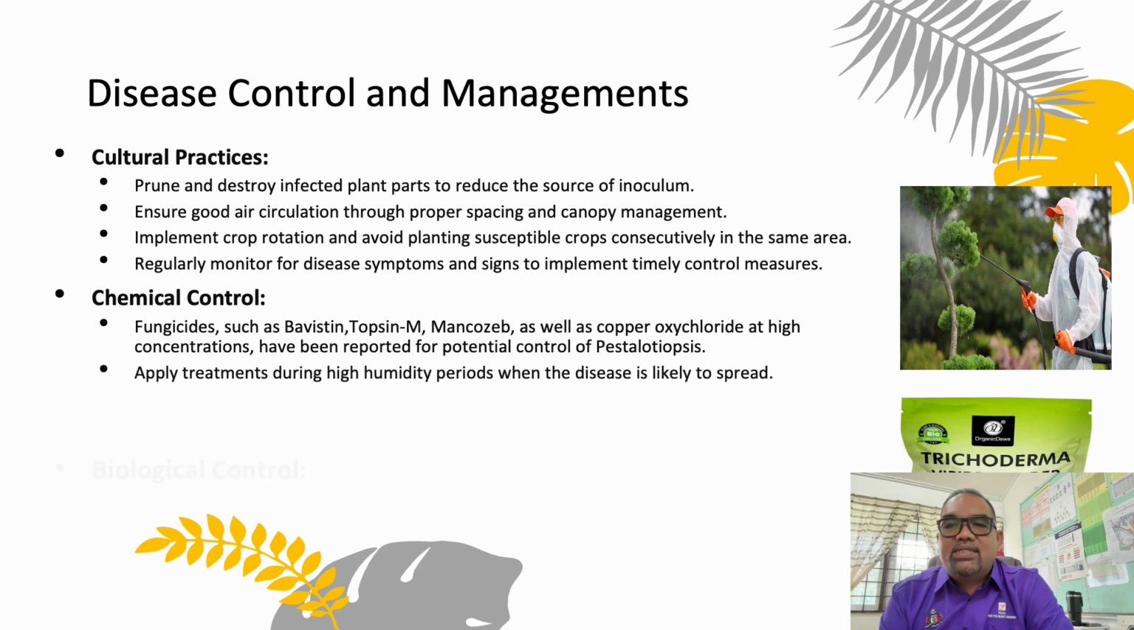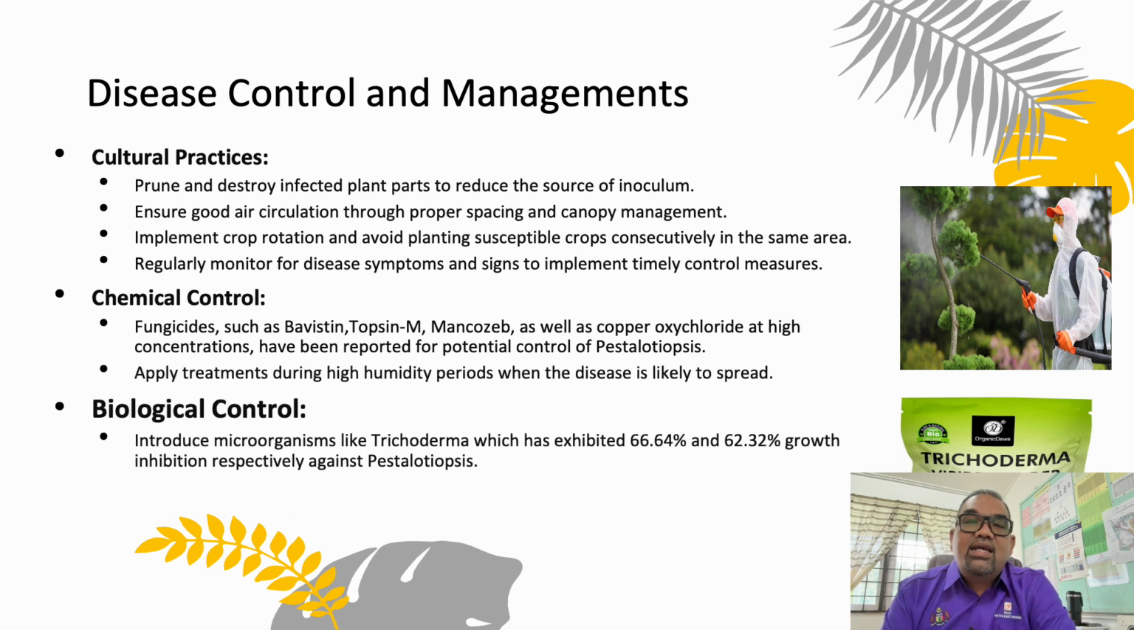Effective management of Pestalotiopsis leaf spot disease requires a combination of cultural, chemical, and biological strategies. For cultural control, it's important to prune and destroy infected plant parts to reduce the source of the inoculum and prevent the spread of the disease. Ensuring good air circulation through proper spacing and canopy management helps reduce humidity levels around the trees, which can deter fungal growth.